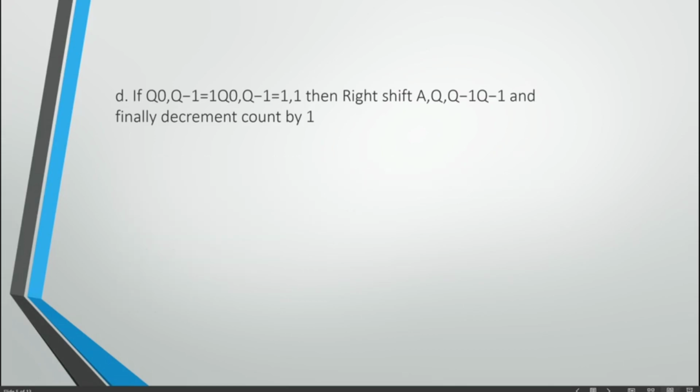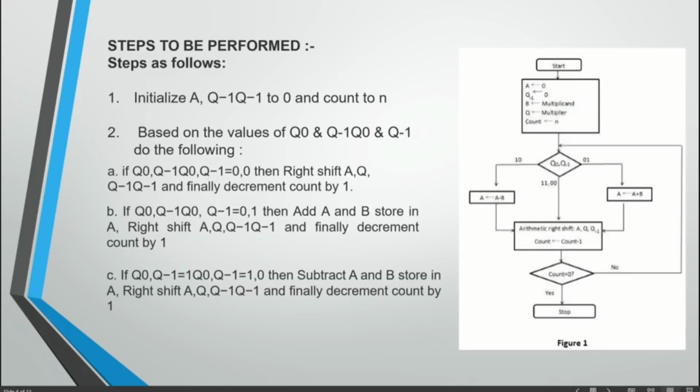So we can solve any question using Booth's algorithm. If we take the following example as minus 5 into 10, the answer we will know as minus 50. Using Booth's algorithm, we can convert it into binary numbers and solve using this flow chart, and we will get the answer as minus 50.